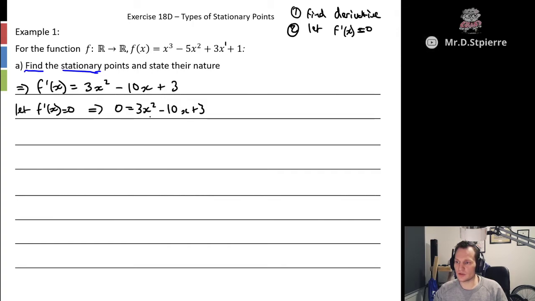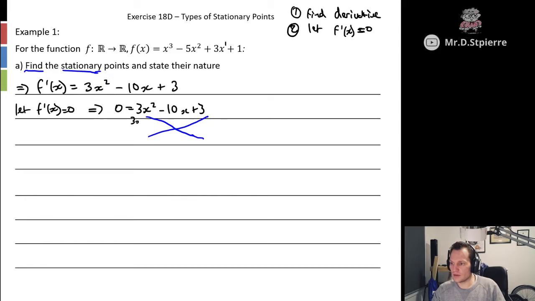We could try and use the cross method to try and factorize this and solve for x. Otherwise, we might need to use the quadratic formula or complete the square. But to complete the square, we need to take out 3 as a common factor as well, which isn't nice having the 10. So let's try the cross method. Put our cross in here.